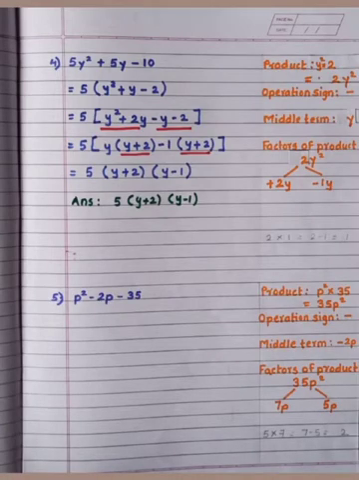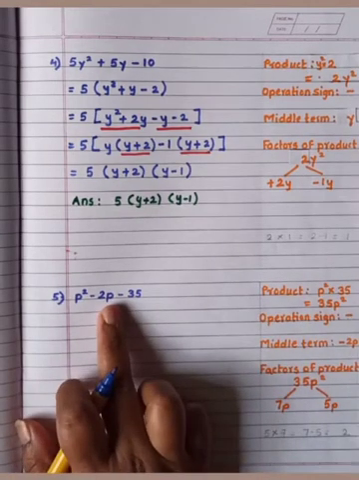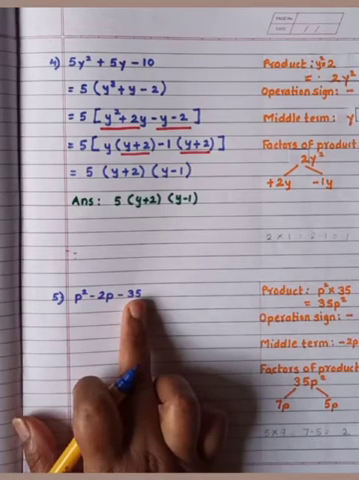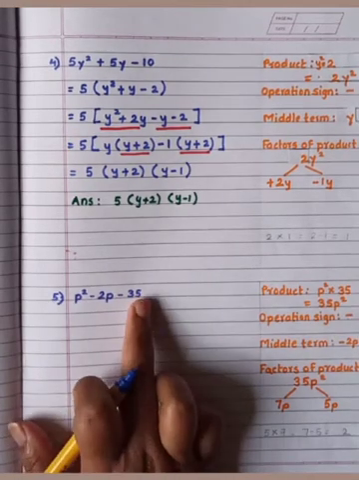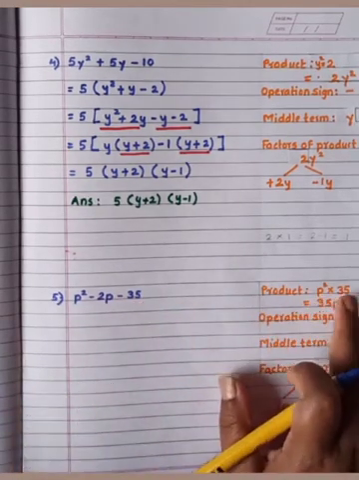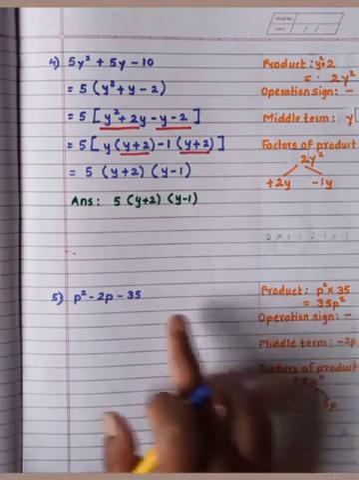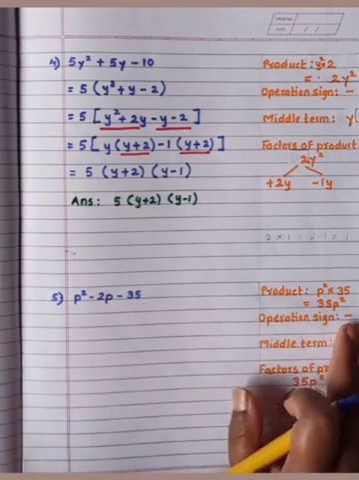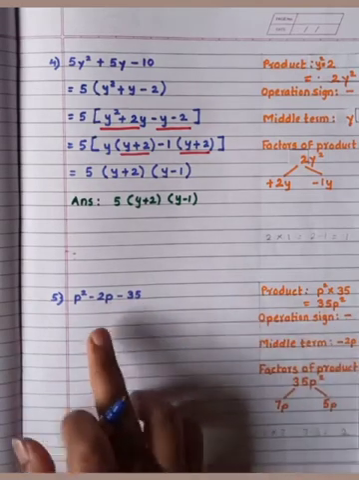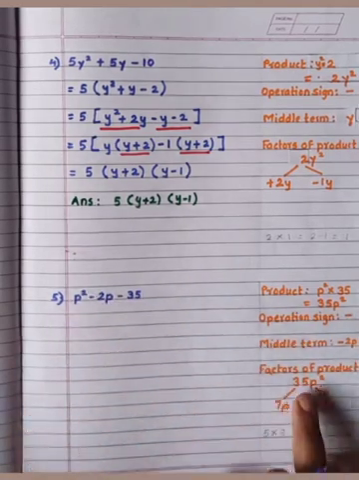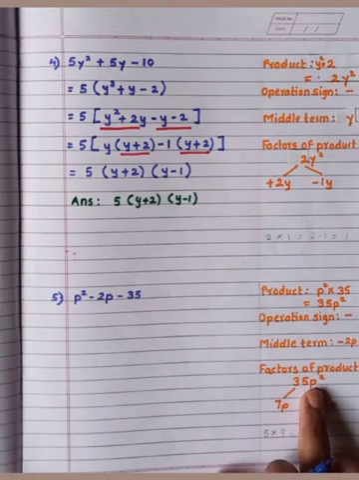Next question is p square minus 2p minus 35. Here product of first and last term is p square multiply 35 is a 35p square. Operation sign before last term, which is minus. Middle term is minus 2p. And now we will find out factors of product 35p square.